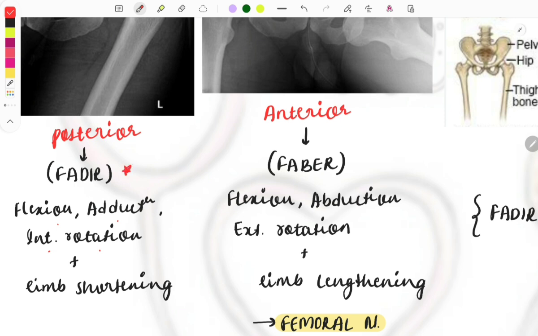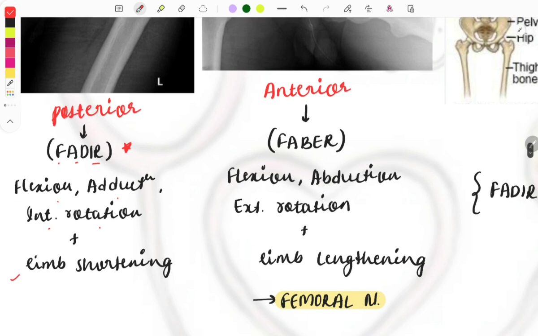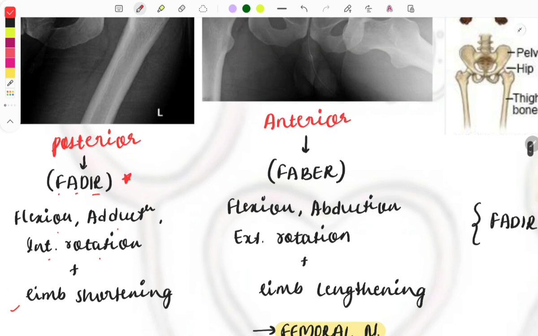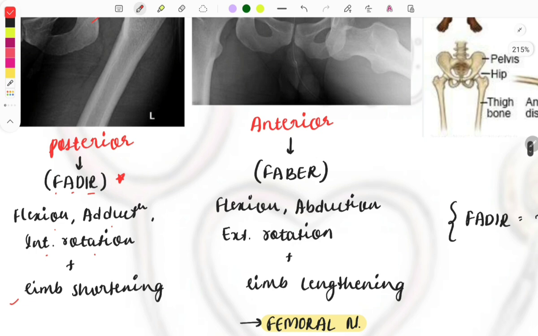So these are remembered by the mnemonic FADIR: flexion, abduction, internal rotation, and there will be limb shortening seen in case of the posterior. In the question they can describe that a road traffic accident patient came to the emergency, and on examination you find that the hip is in the flexed, abducted, and internally rotated position. So which kind of fracture or hip dislocation is it?